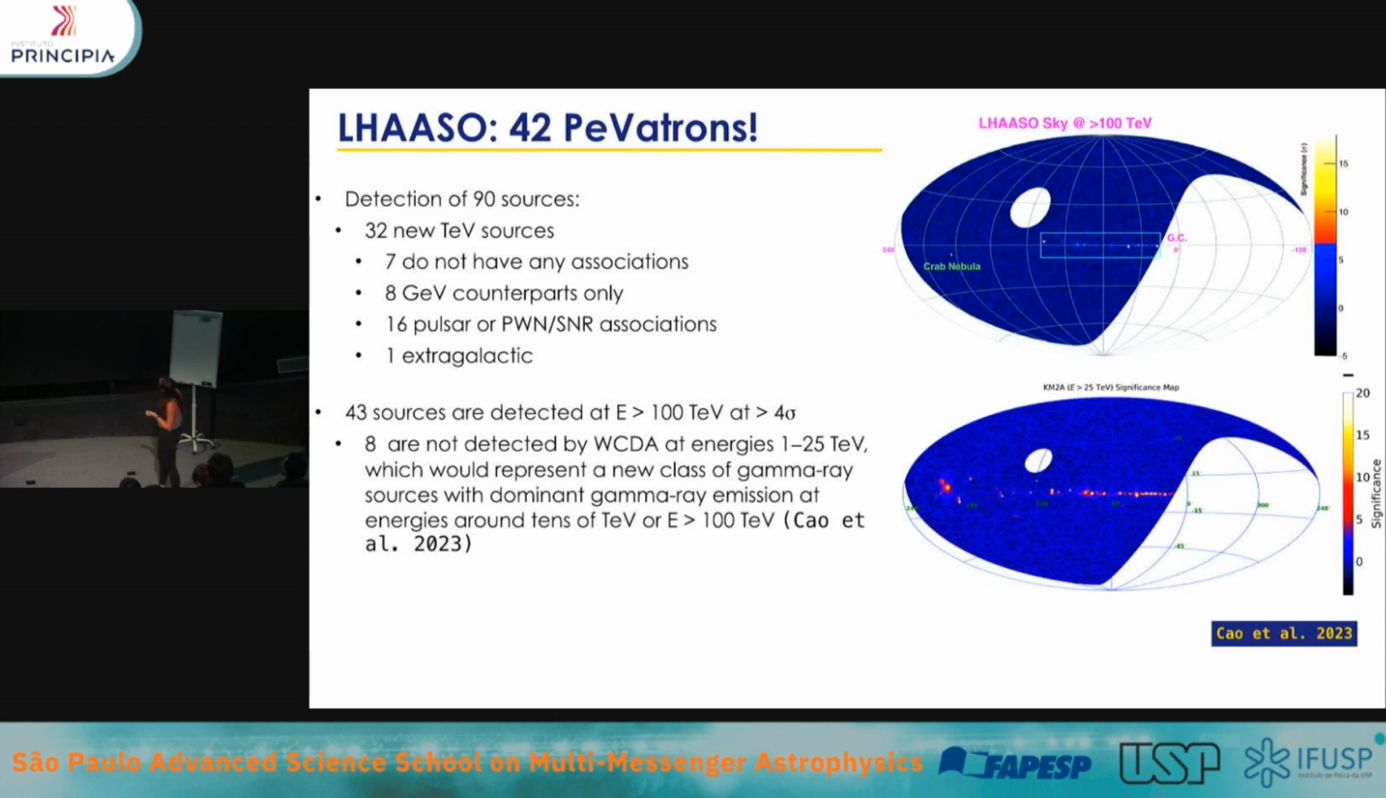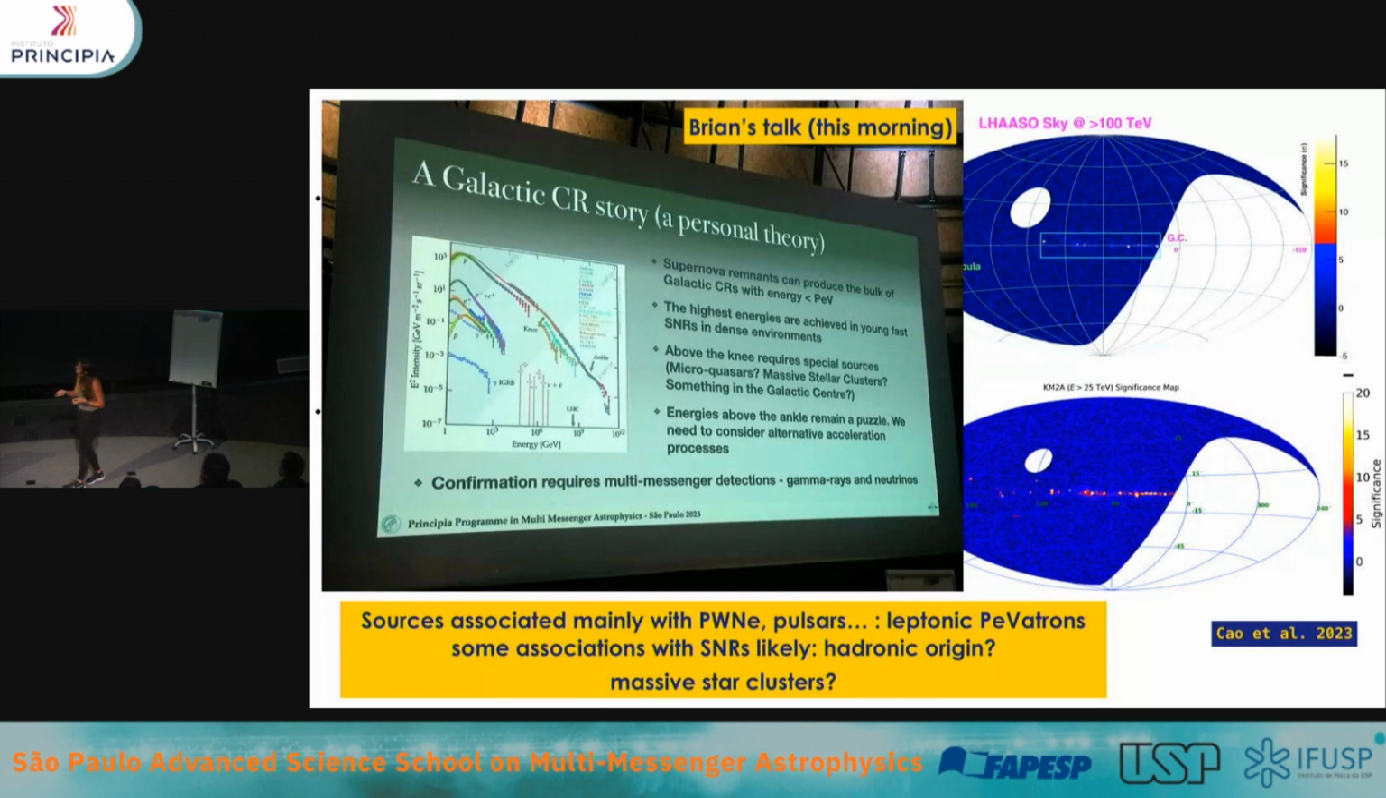And you can see, this is the plot from the previous slide from last year, and now this is what the LHAASO sky looks like. So actually we have a lot of sources emitting around 100 tera electron volts, which personally to me is a big surprise. So it's good to know that the field is really evolving.